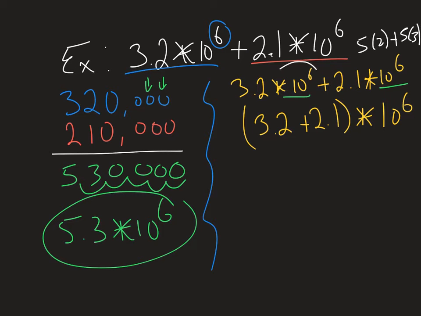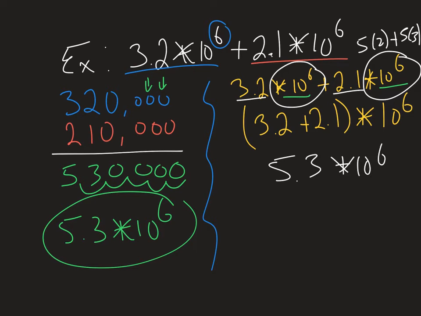So since we have this repeat, since it's the same power, we can just add our decimal numbers, which becomes 5.3. And then we have times 10 to the 6th, which is exactly what we got when we converted to standard form and then traced it back. So this is two methods of doing the exact same thing. If we're adding or subtracting, we need to make sure that we have the same power of 10 if we're going to maintain it with this second method.